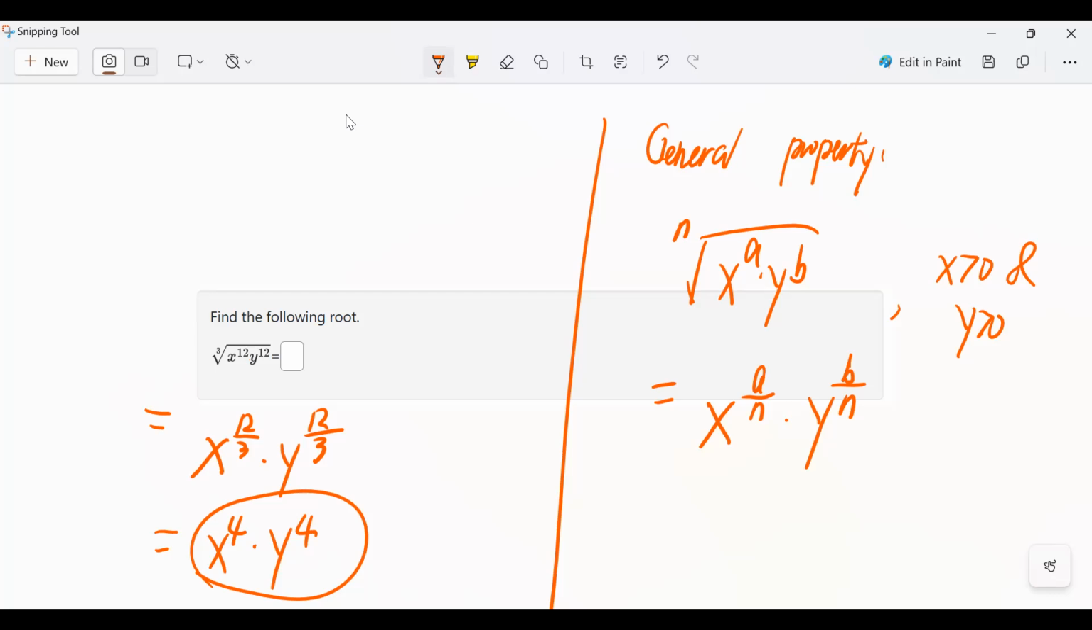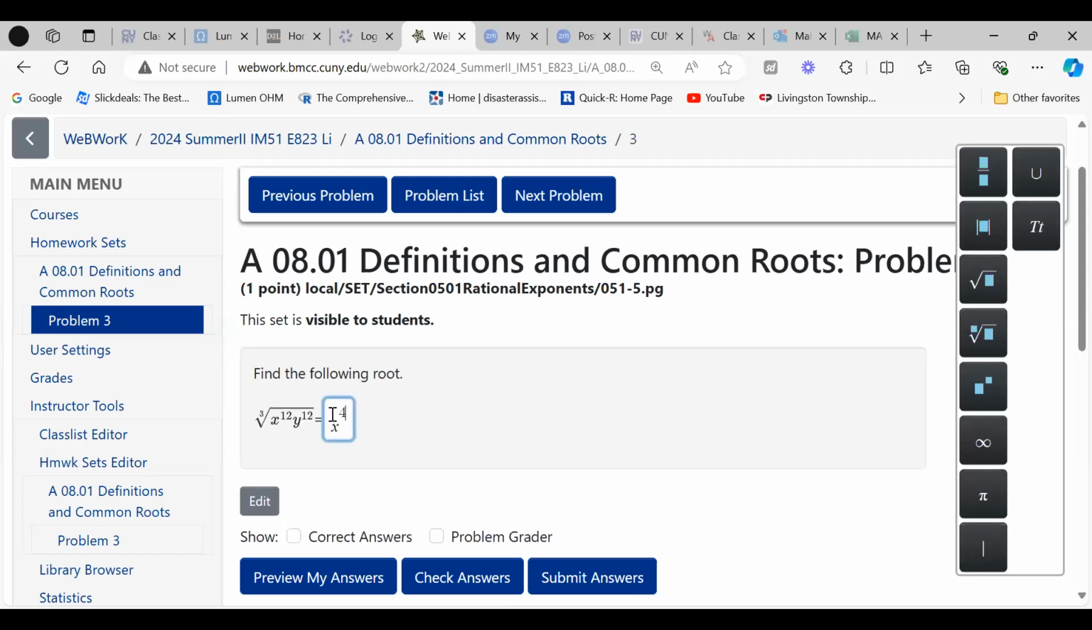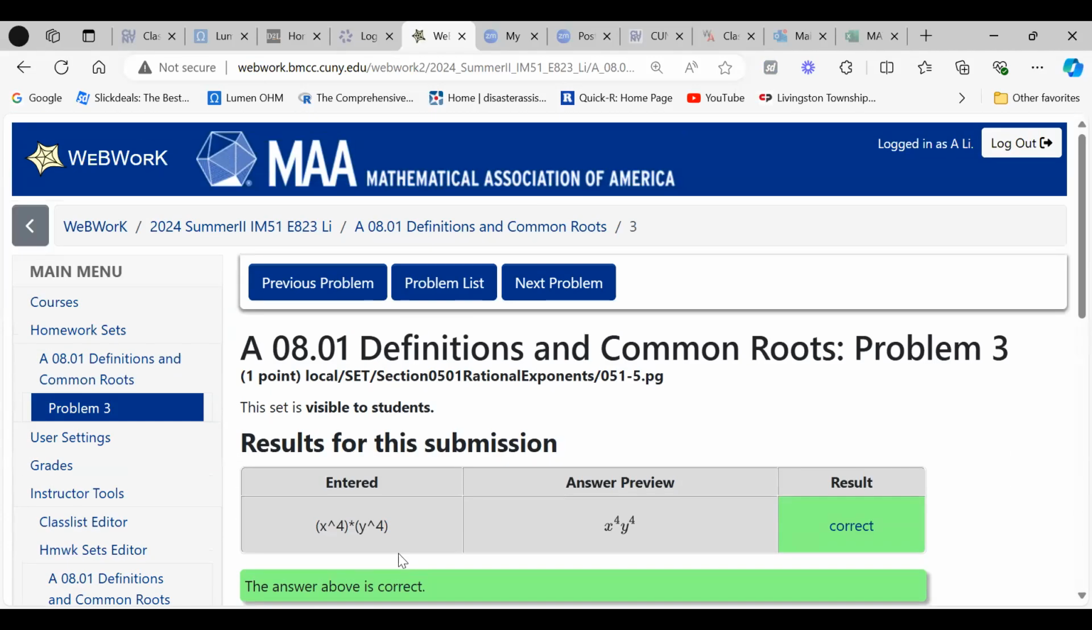And this property is very useful. Later on, in higher level math classes like calculus, you need to do this, using the power divided by index. All roots can be turned into exponents by using the general property here. So this is a very useful property to do the conversion. So going back here, you do x to the 4th and y to the 5th, and you submit it, you get the correct answer here.